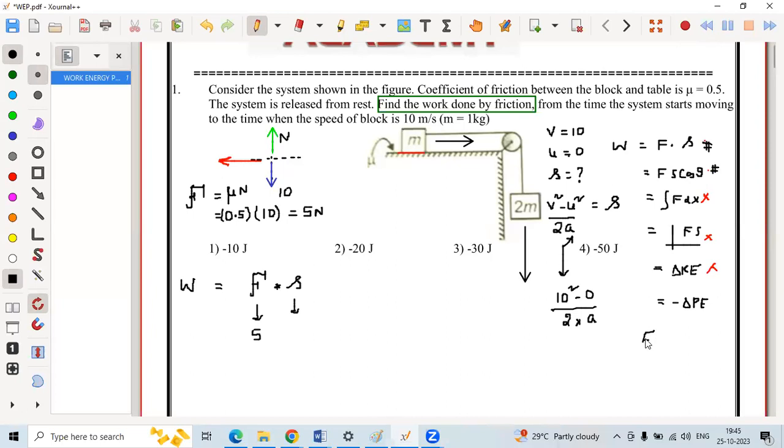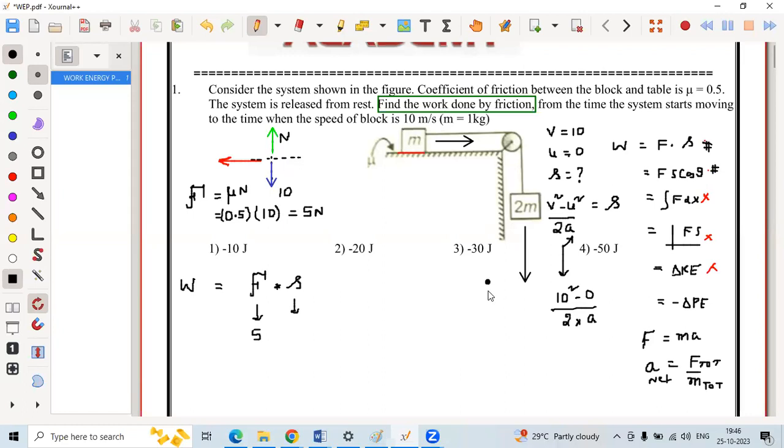We know F is equal to ma, so acceleration is F by m. From this I want A, that is F by m. If I take this entire system, there are 2 forces. One is supporting, one is not supporting. You consider any one body. F total by m total is equal to net acceleration. That is the formula.